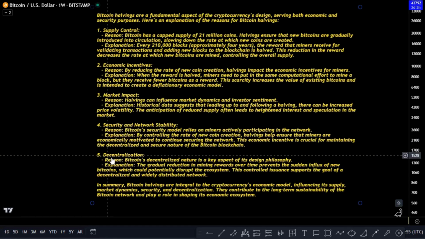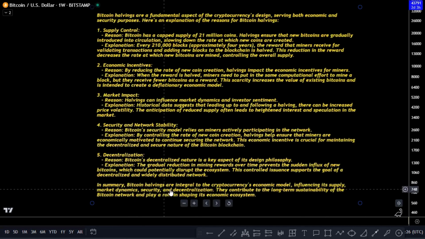Number five, decentralization. Bitcoin's decentralized nature is a key aspect of its design philosophy. The gradual reduction in mining rewards over time prevents the sudden influx of new Bitcoins, which could potentially disrupt the ecosystem. This controlled issuance supports the goal of a decentralized and widely distributed network. In summary, Bitcoin's halvings are integral to the cryptocurrency's economic model, influencing its supply, market dynamics, security, and decentralization. They contribute to the long-term sustainability of the Bitcoin network and play a role in shaping its economic ecosystem.